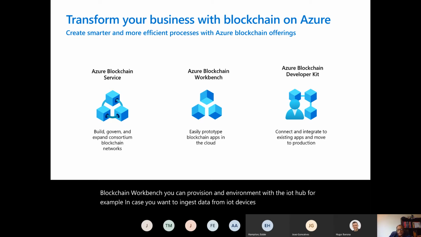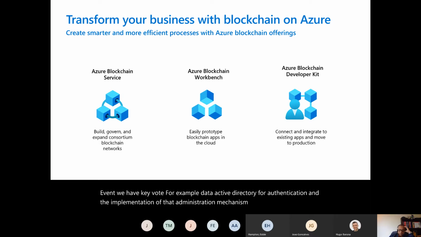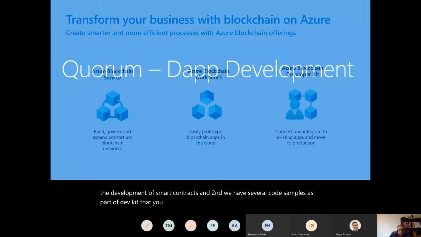There we have, for example, the event hub. We have Key Vault, for example, Active Directory for authentication and the implementation of that administration mechanism that I talked about. And we have the dev kit. The dev kit is first one extension for VS Code to accelerate the development of smart contracts. And second, we have several code samples as part of DevKit that you can reuse out of the box.